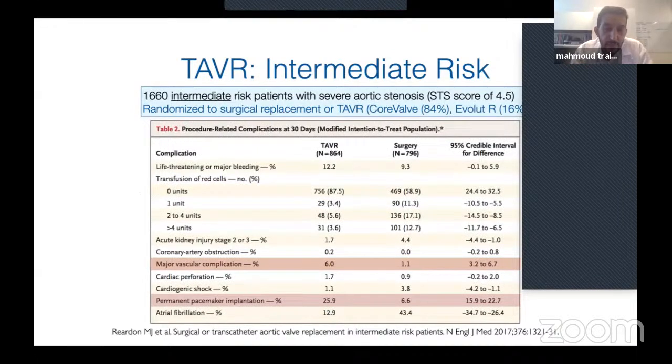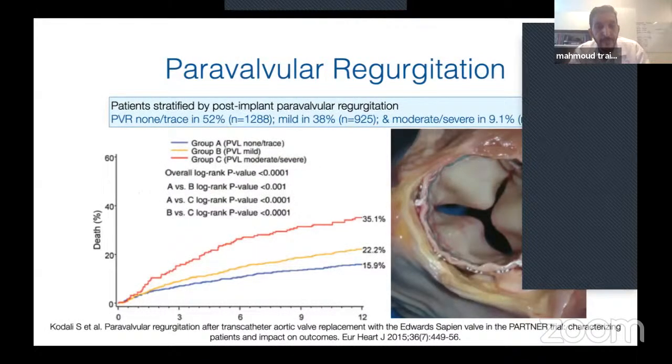With a caveat that with this issue, we do have higher rates of vascular complications with percutaneous approaches, and particularly concerning with the earlier generations of self-expanding valves is a high permanent pacemaker rate, 25% as reported in the SIR-TAVI trial. Now, one of the important issues that come up with TAVR approaches is paravalvular leaks.